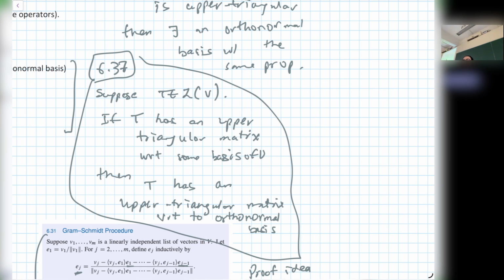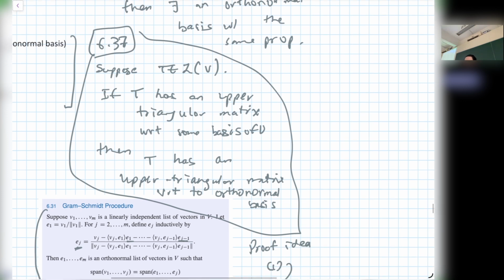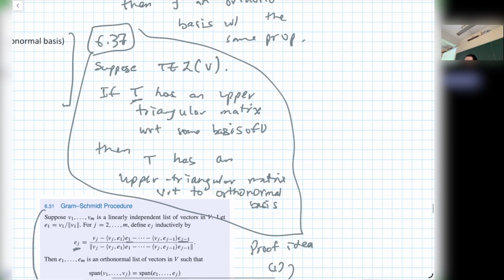So the natural question is, can you also make the same statement, but with respect to an orthonormal basis? Earlier we said there is some basis. Now we're saying, can it be an orthonormal basis with the same upper triangular property? And it turns out you can. So the statement is, if T has an upper triangular matrix in some basis, one can convert it into upper triangular in the orthonormal basis. That is the statement.